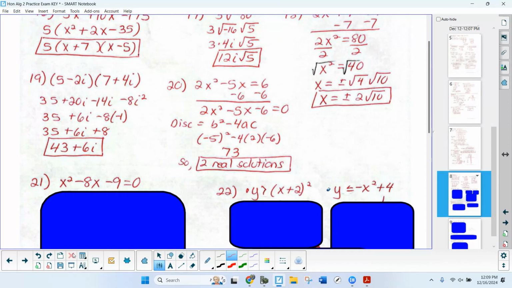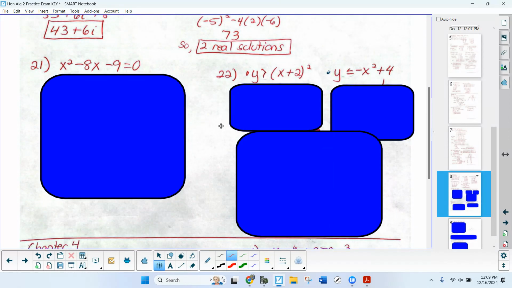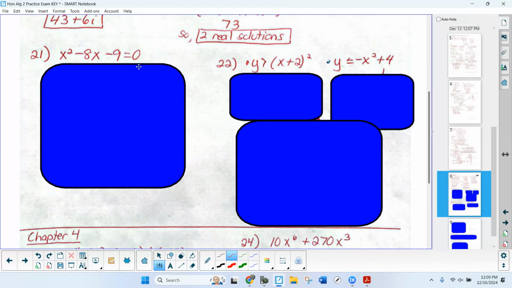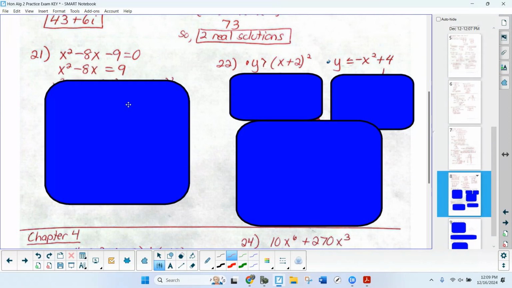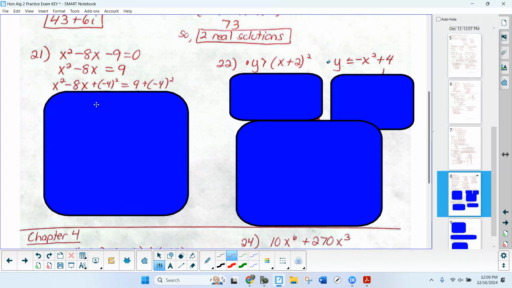21, solve by completing the square. Had a lot of questions on that one, too. AJ. Solve by completing the square. I was just looking to see who was coming up. All right, step 1. What's step 1? All right, so negative 8x, you got to split that in half. Well, first you had to do what? Oh, add the 9. Add the 9 over. Yep. And then you split the 8x into negative 4 squared. And then you got to do that to both sides.